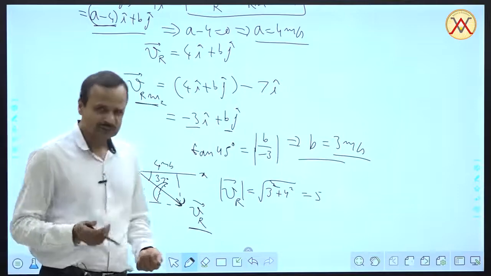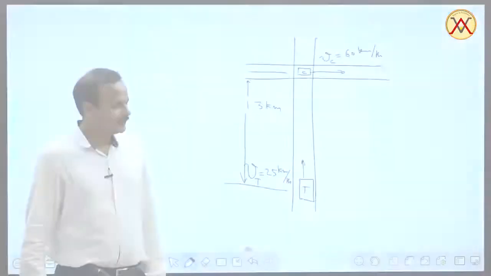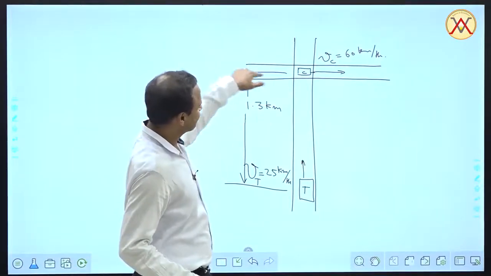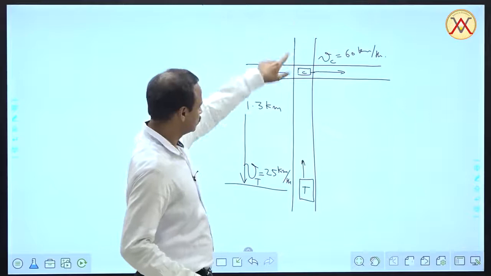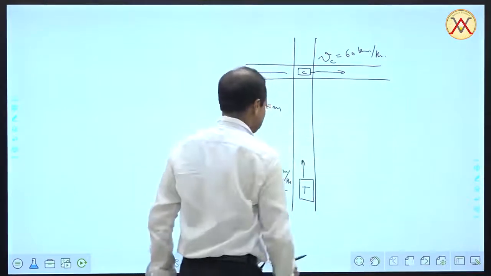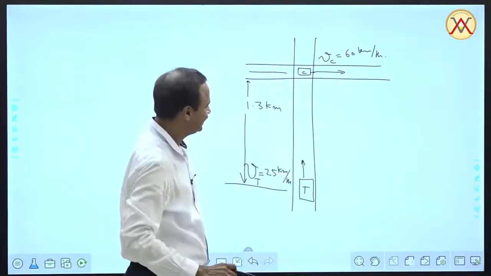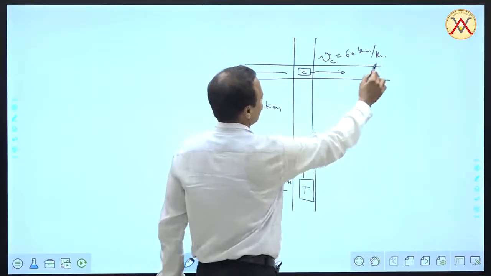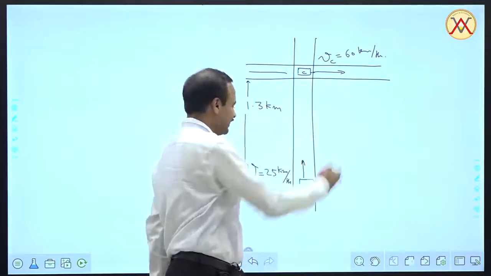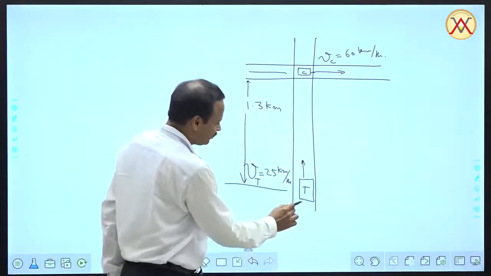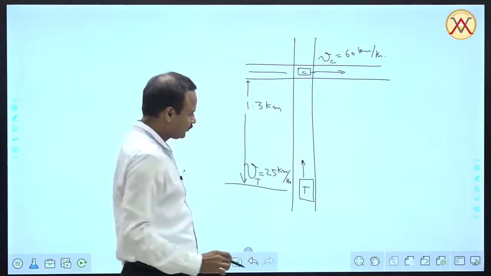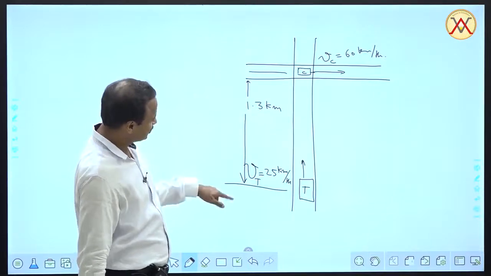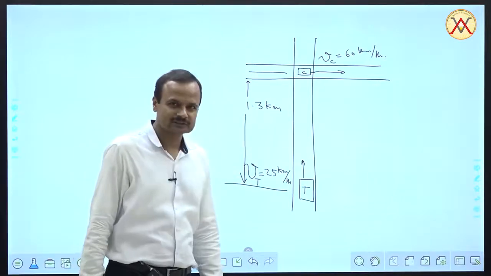Let's move forward, take another example. Here, this is by the way two crossroads. This one is going from west to east, this one you can say south to north. These are two highways. Here a car is exactly at the crossroads. It is moving at 60 km/h towards east, and this is the truck moving towards north with a speed of 25 km/h. The separation between them is shown to be 1.3 kilometers.